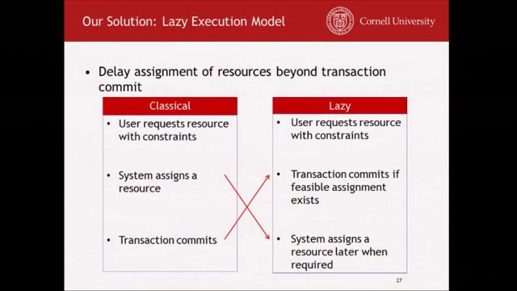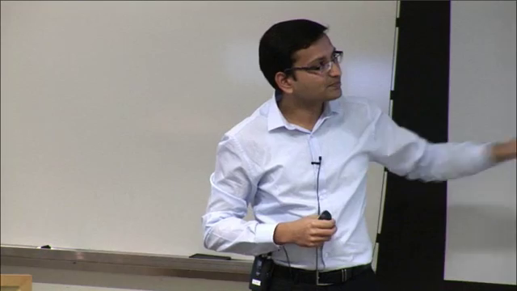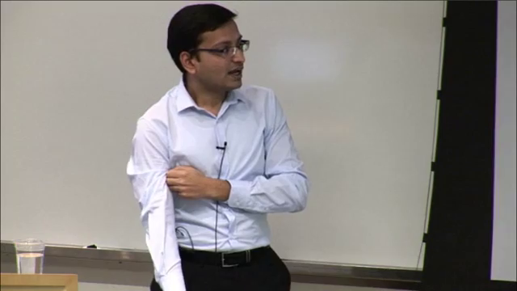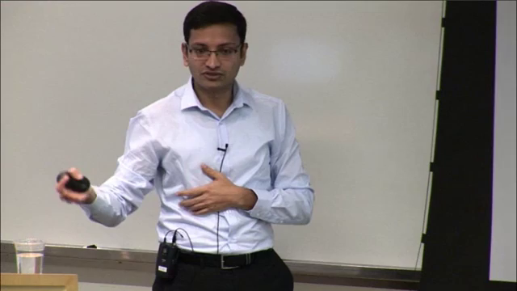So again, going back to our solution, we're going to delay the assignment of resources beyond the transaction commits. As opposed to a classical model in which a user requests some resources with constraints, the system assigns a resource and then the transaction commits, now we are going to move to a lazy model where the user requests the resource with some constraints. The transaction commits if there is a feasible assignment which exists. And the actual assignment of resource takes place at some point in the future when a read is performed over the database. That is when Mickey really needs to know which seat he is sitting in.